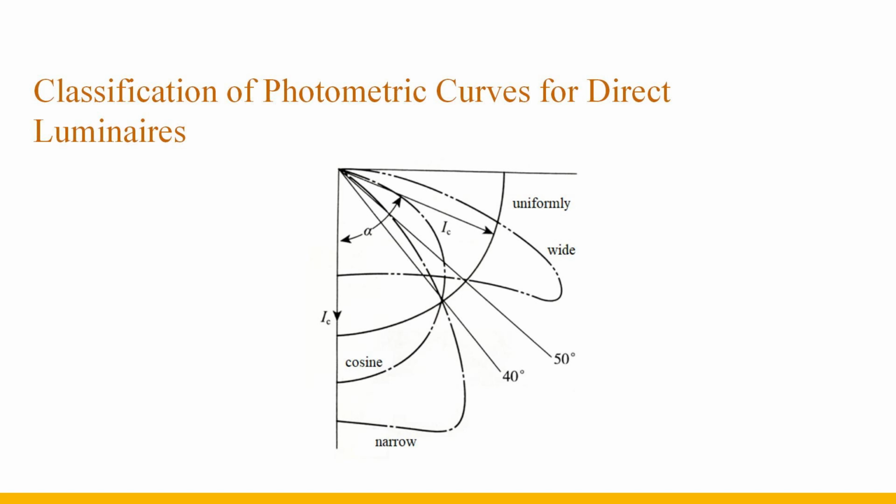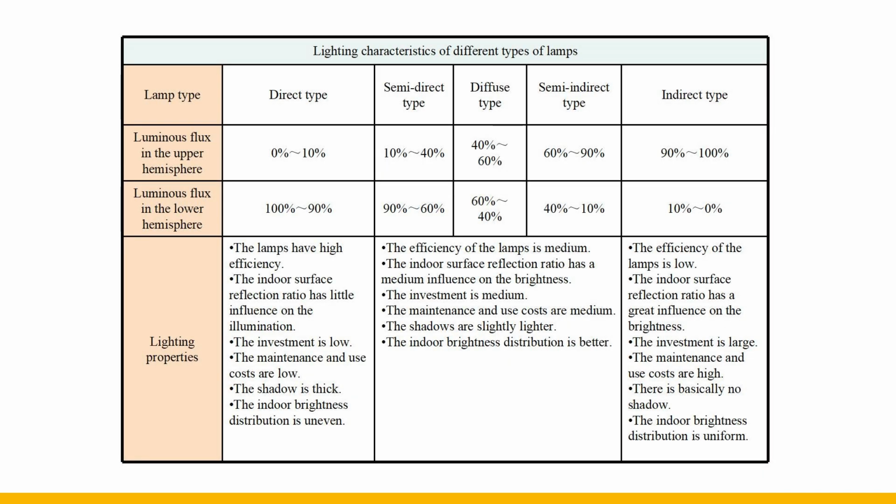of the room. The direct lighting characteristics are high efficiency of lamps, small influence of indoor surface reflection rate on illuminance, low investment, low maintenance and use costs, but dark shading, large contrast between upper and lower brightness, and strong light directionality, resulting in heavy shadows.